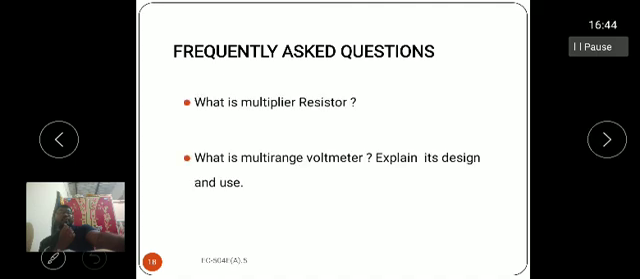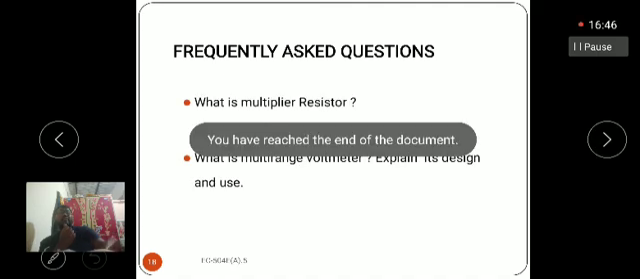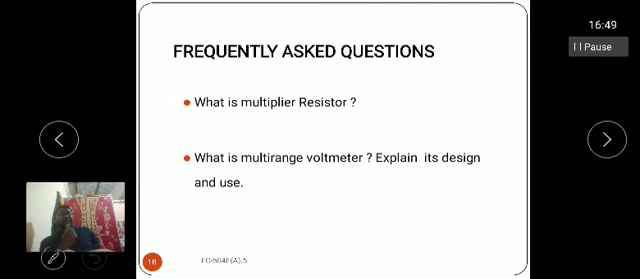Generally in this topic there may be a chance of asking questions like what is a multiplier resistor, what is a multi-range voltmeter, and explain its design and use. Generally these are the basic questions asked in the examination.